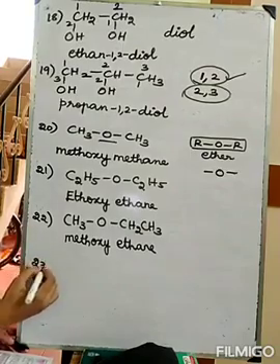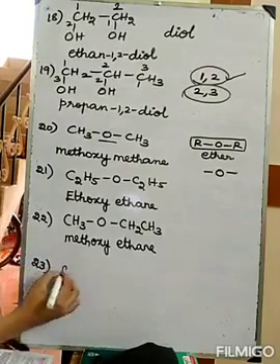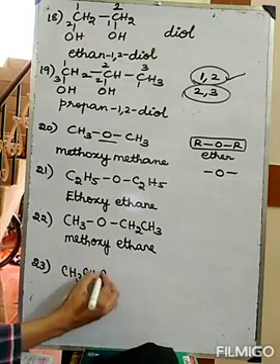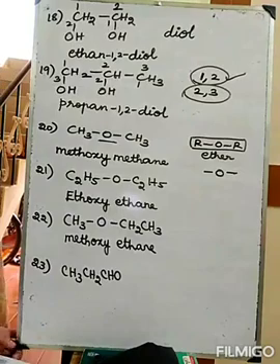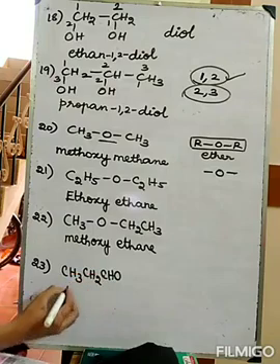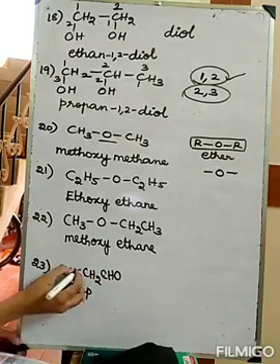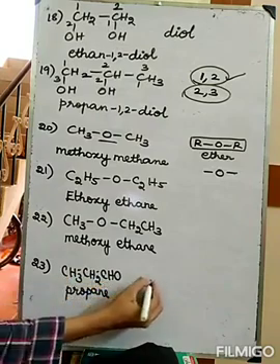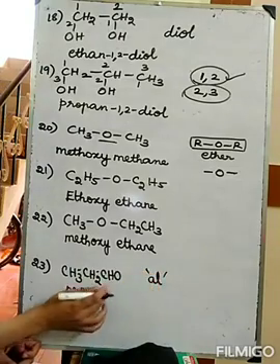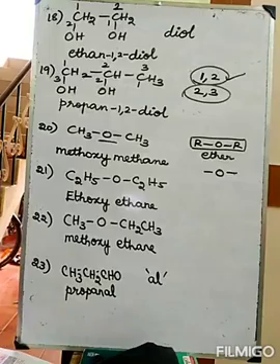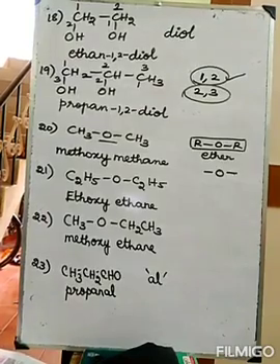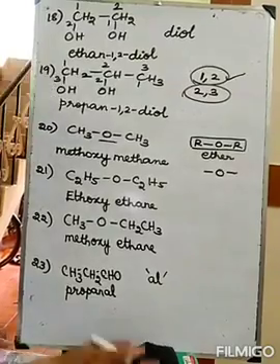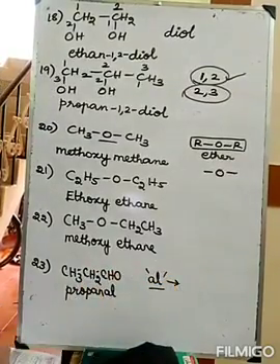Understood how to name this? Yes. Now the next one. CH3CH2CHO. What is the name of this compound? How many carbons are there? 1, 2, 3. 3 carbons means it is prop. Single bond, so ane. But aldehyde group is present. For the aldehyde group, the suffix is al. So instead of this e, you should write al. So it is propanal. Al you should pronounce as al, and ol you should pronounce as ol.